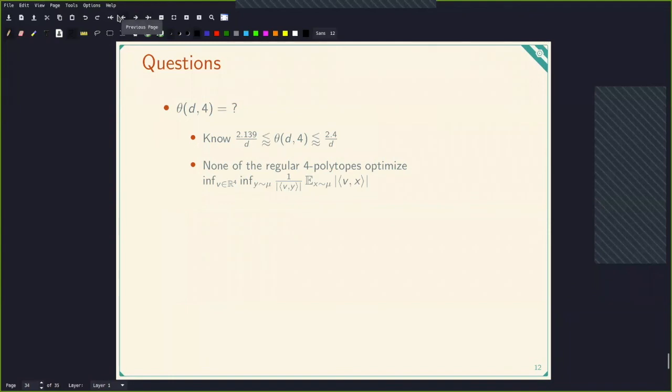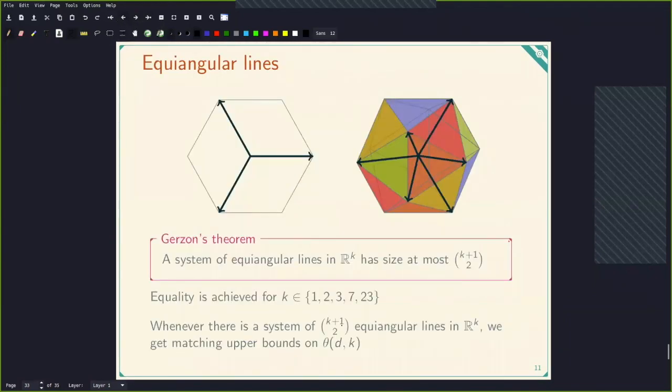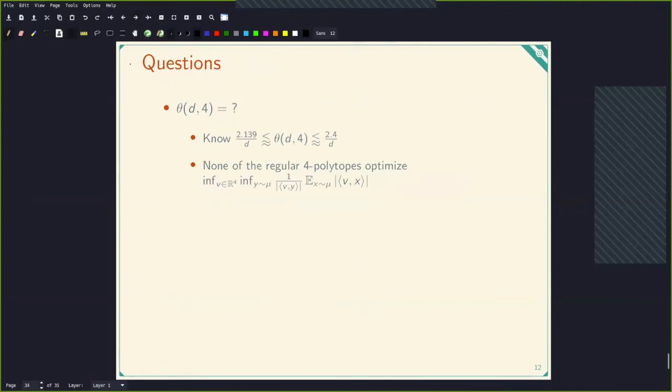So yes, as I said, whenever there is a system of k plus 1 choose 2 equiangular lines in R^k, we get matching upper bounds on theta d k. Everything is tight. So a few questions that we don't know. The first case, so we've answered theta d 1, theta d 2, and theta d 3. We don't know theta of d 4, so d plus 4 vectors in R^d.